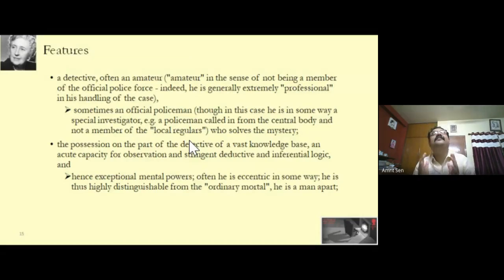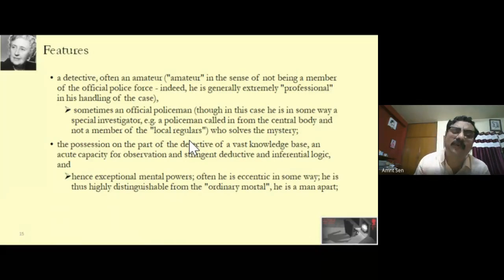And what is important, a last pointer, is that he has exceptional mental powers, right? He has to be a superhero cerebrally, right? He has to have powers which no other character in the novel must have. And he is very often also eccentric in some way. This is where he is distinguished, right?